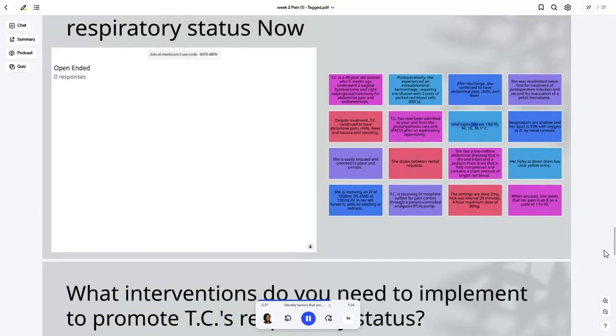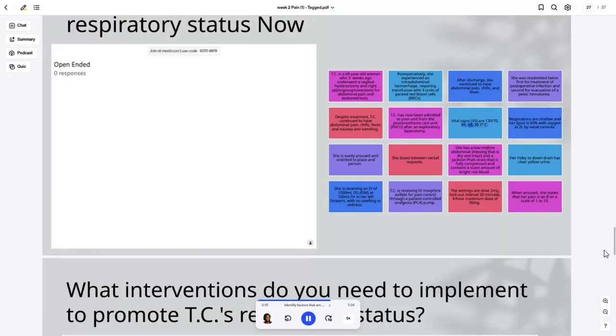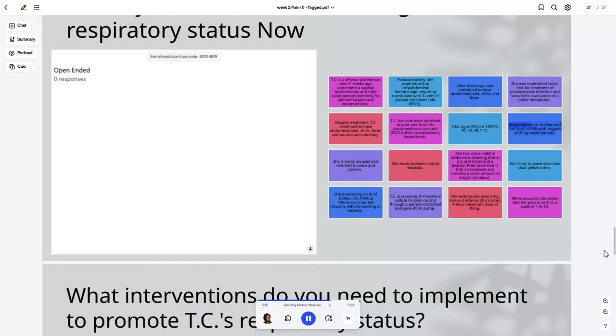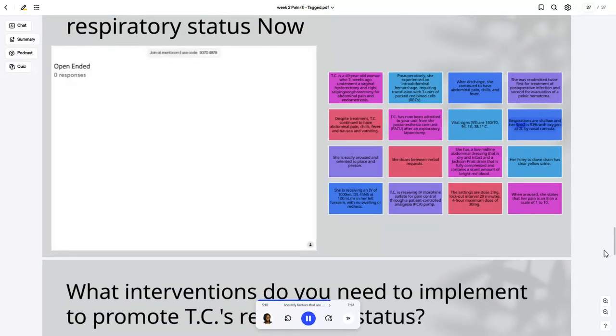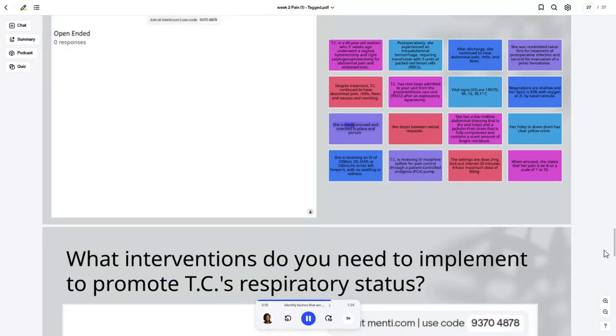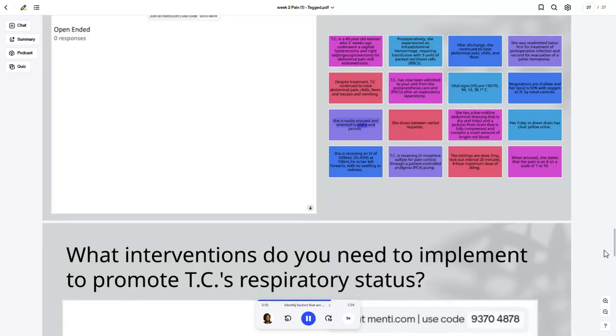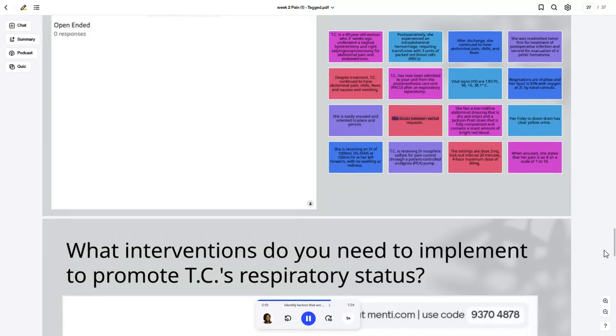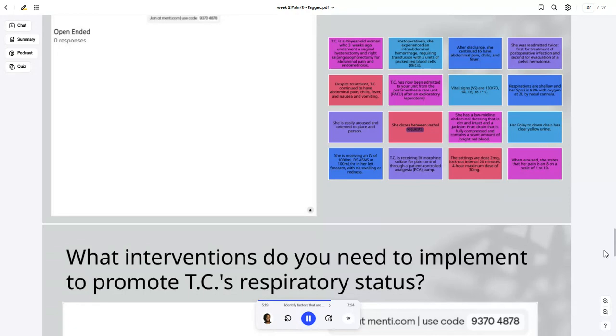Vital signs are 130/70, 94, 16, 38.1 degrees Celsius. Respirations are shallow, and her SpO2 is 93% with oxygen at 2 liters by nasal cannula. She is easily aroused and oriented to place and person. She dozes between verbal requests.